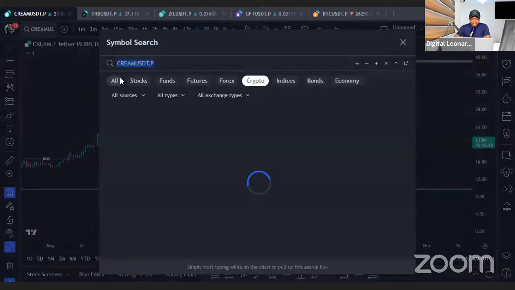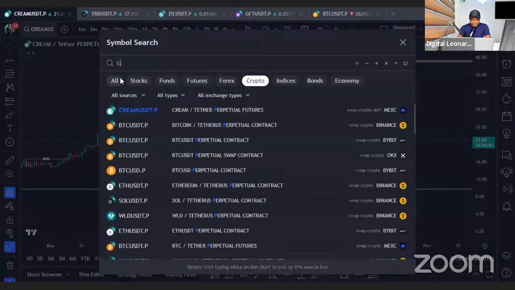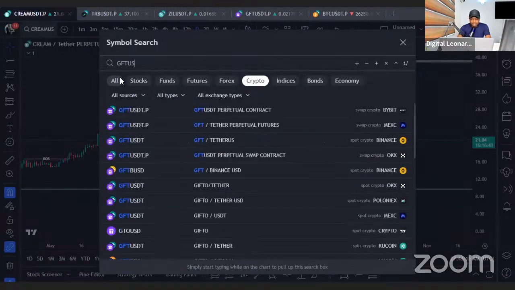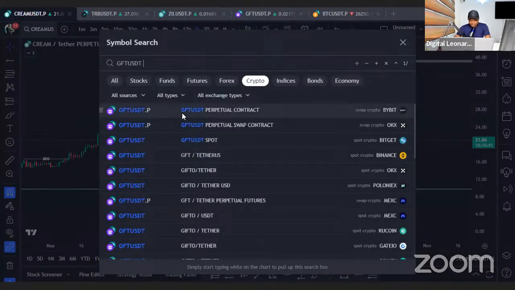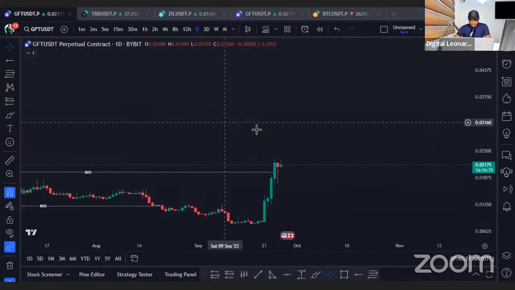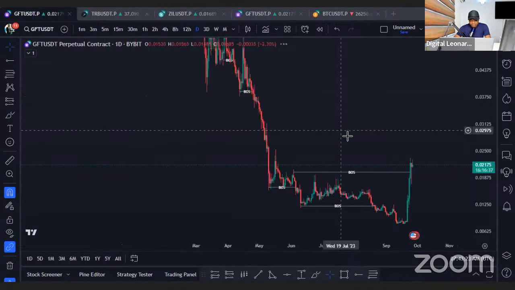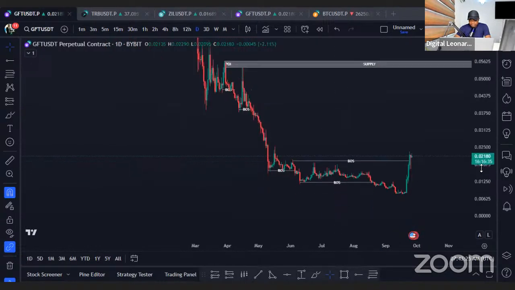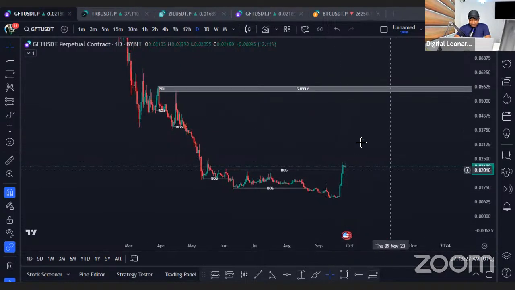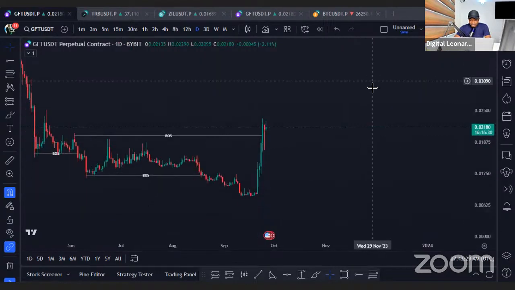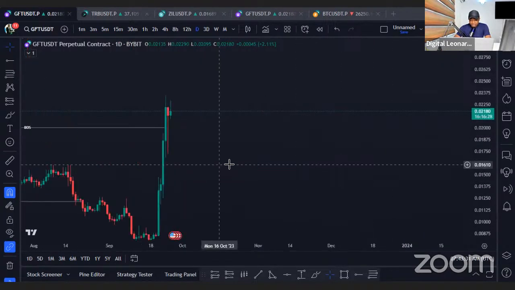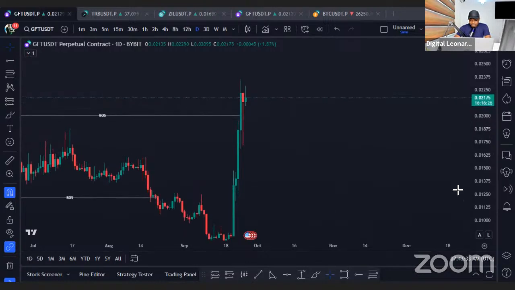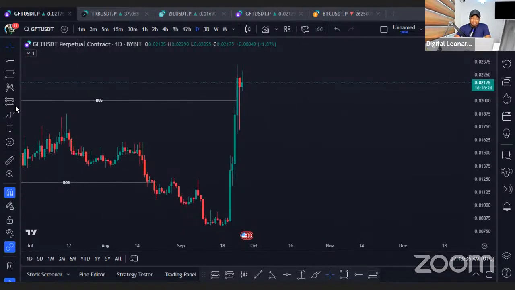And then GFT, yeah, another token is GFT. Okay. That token is equally doing very well. So GFT is equally another token you need to pay attention to, guys. Okay, so GFT just woke up and has been doing incredibly well, guys. Incredibly well. All right, so GFT, what levels am I looking at?